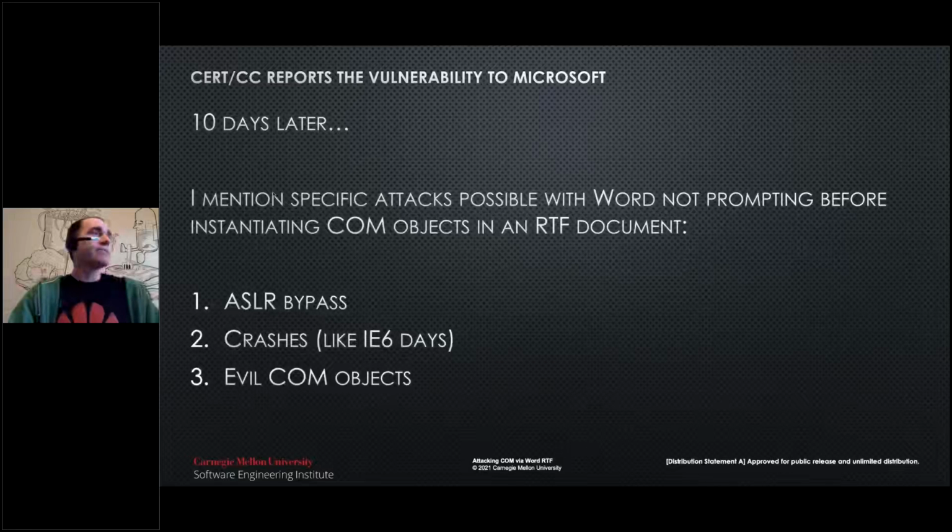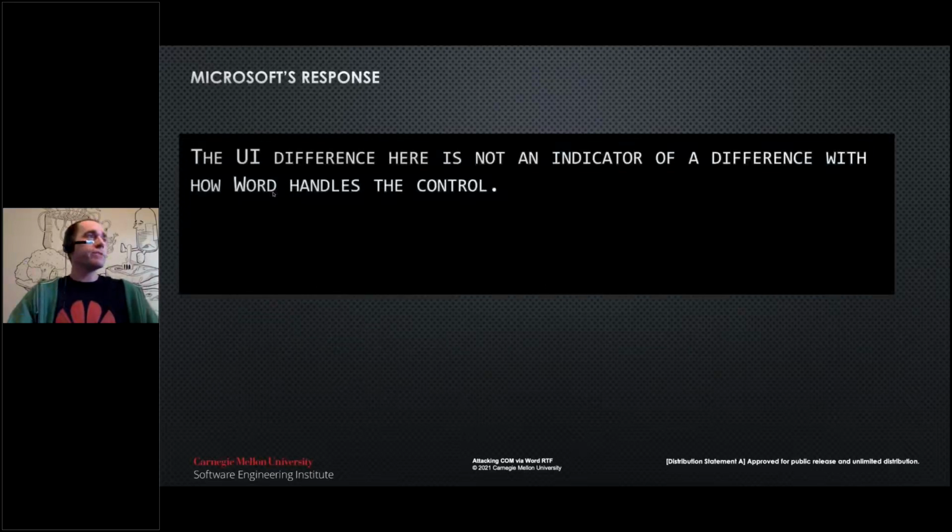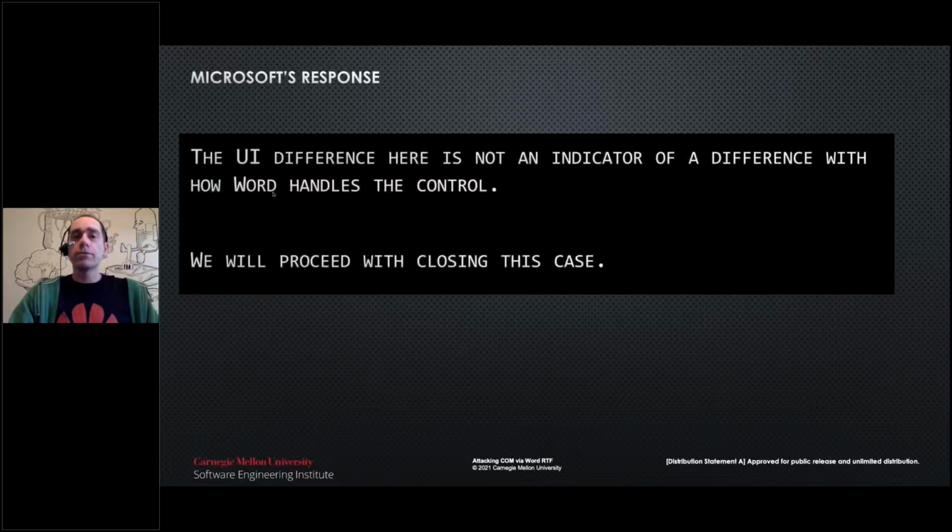I mean, that's the standard security researcher mindset: if you ever see calc pop up, I hope you actually intended to run calc, or some sort of shenanigans are going on. So Microsoft's response was, "The difference between doc and RTF is not an indicator of a difference with how Word handles the control. We will proceed with closing this case."